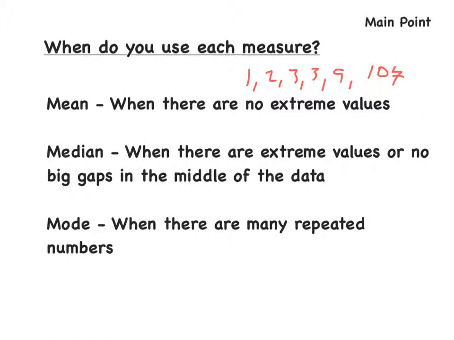The median. You would use the median when there are extreme values or no big gaps in the middle of the data. That's when you would use the median. So in this example up here, you would use the median of this. The mode, you'd use the mode when there are many repeated numbers.